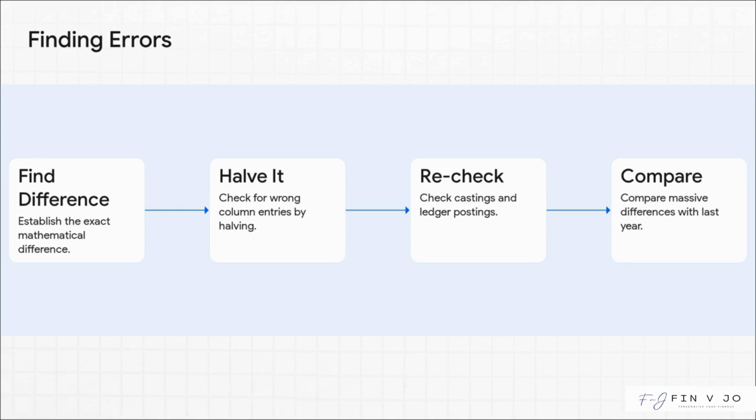Step 3, recheck your castings, especially if the difference is a round number, like 1, 10, or 100. And step 4, if the difference is massive, zoom out. Compare the account balances with the previous year. If sales are suddenly $4 million less than last year, you know exactly where to start looking.